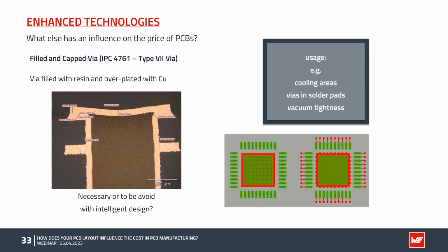Well, the question is, is it necessary, or could it be avoided with intelligent design? You see this here in the picture on the bottom right. In the left footprint, you have those cooling vias in the solder pad in the middle. These definitely need to be filled with resin and overplated with copper so that the solder doesn't go into the hole and to the backside. But do you need that amount of vias, or maybe you could work with fewer vias and make just a rectangular array so that the heat still goes from the front to the backside?